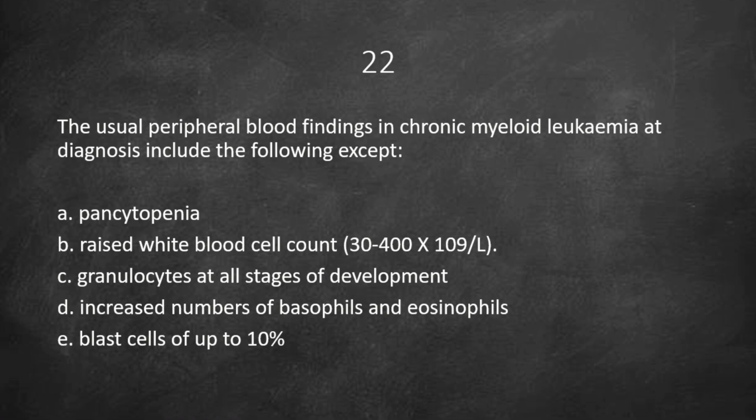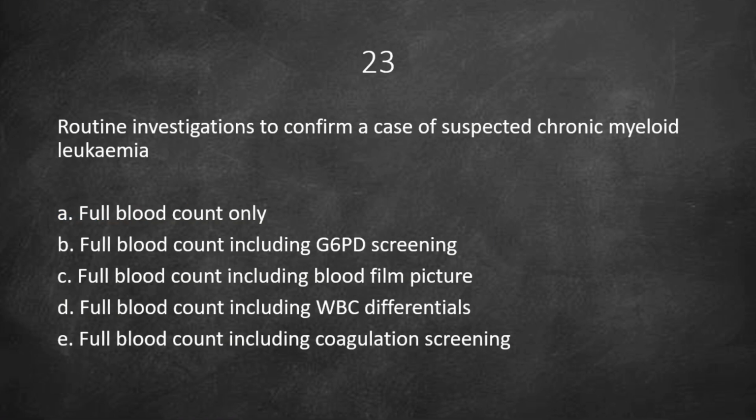Then there will be, like option B, elevated basophils and eosinophils. Then option C, there will be up to about 10% blast cells that can be observed in the peripheral blood smear during the chronic phase of CML. Okay, so the correct answer here is A, pancytopenia, which is in contrast to chronic myeloid leukemia. Question 23.